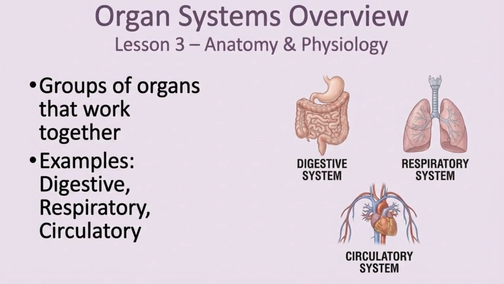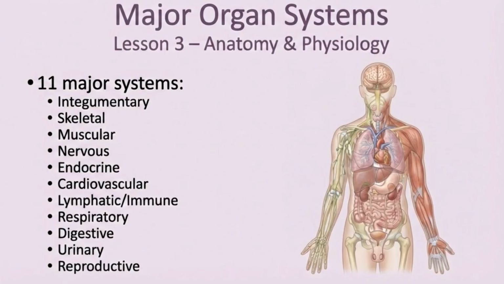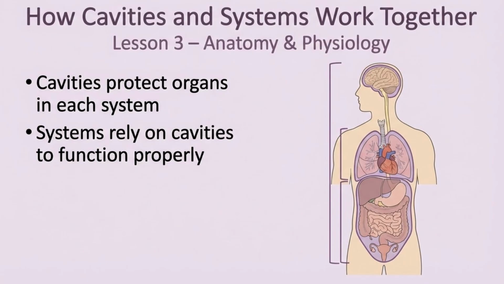Organ systems are groups of organs working together to perform life functions. For example, the digestive system breaks down food, the respiratory system exchanges gases, and the circulatory system transports blood and nutrients. The human body has 11 major organ systems, each with a specific role. Some protect, some transport, some control the body, and others reproduce or process nutrients. Cavities and organ systems work together. Cavities protect the organs, while the organ systems perform the essential functions that keep us alive.